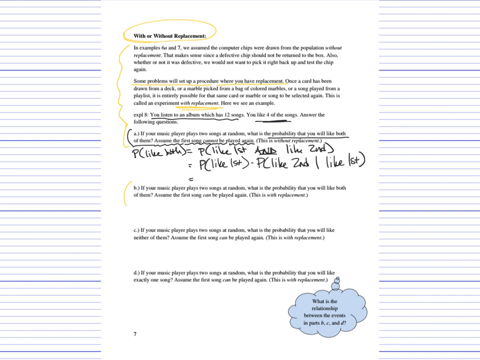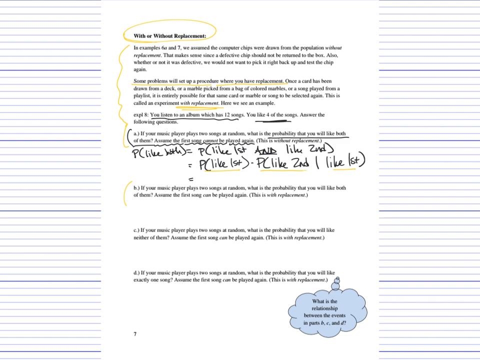Okay, now this is how I set it up. Notice I have the probability that I like the first times the probability I like the second, given that I like the first. Notice that it would not have been okay to switch the order in those, because I can't find the probability that I like the first, given that I like the second, because the second hasn't happened yet when I'm liking the first. So I cannot switch the order. Make sure you've got it in that order.